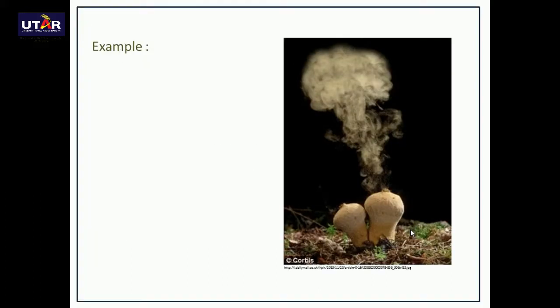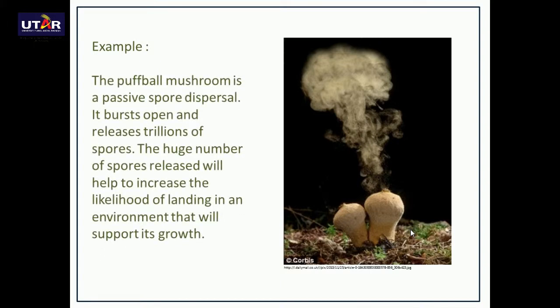For example, the puffball mushroom. The puffball mushroom is a passive spore dispersal. It bursts open and releases trillions of spores. The huge number of spores released will help to increase the likelihood of landing in an environment that will support its growth.